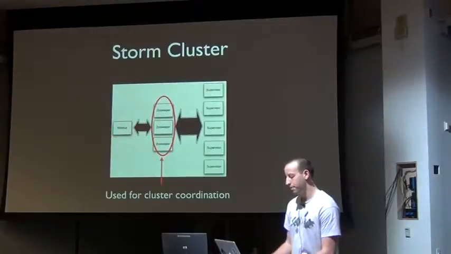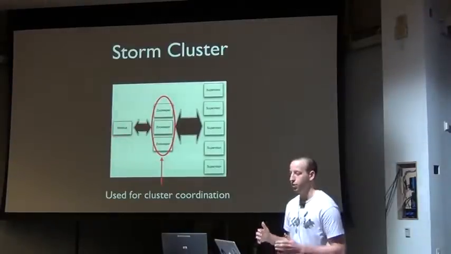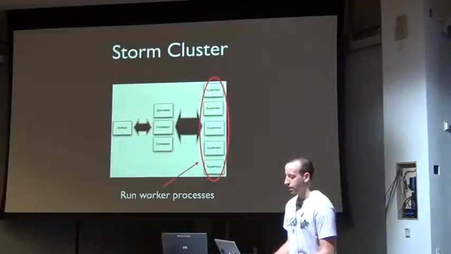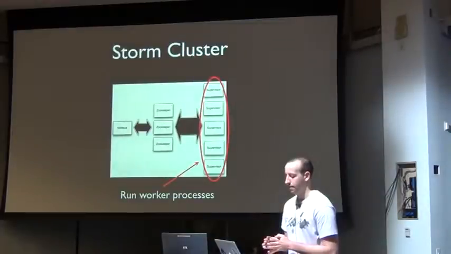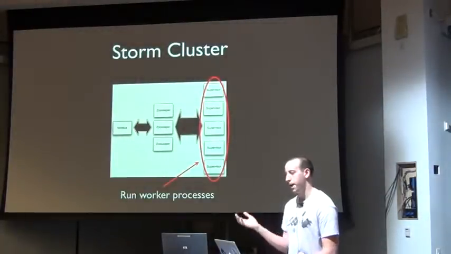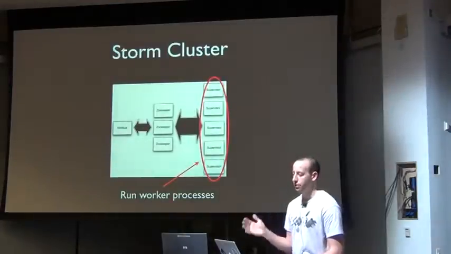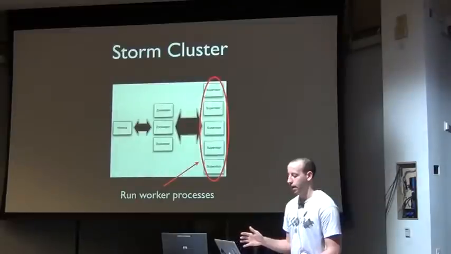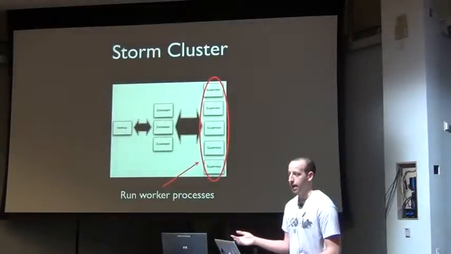In the middle we have a Zookeeper cluster. This is used to coordinate the cluster. This is pretty much exactly what Zookeeper was built for. And finally, we have a set of worker nodes on the right. Every worker node runs a daemon called the supervisor. The supervisor communicates with Nimbus through Zookeeper to determine what should be running on that machine, and then it will just start and stop processes as necessary.